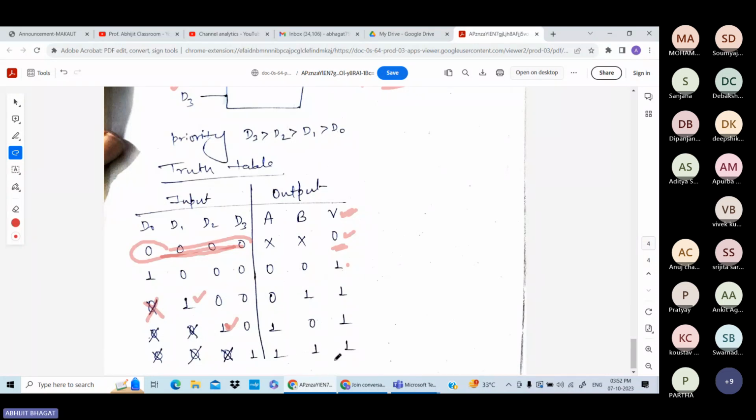So up to this, is it clear, everyone? What is a priority encoder? Function of a priority encoder? Yes, no?